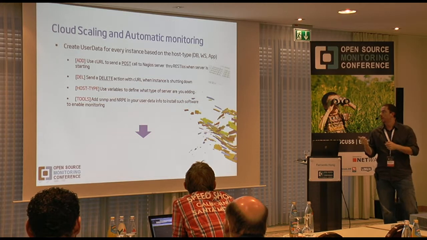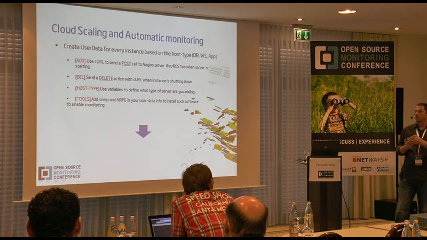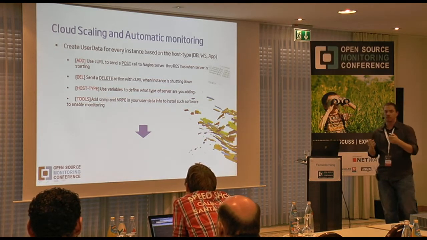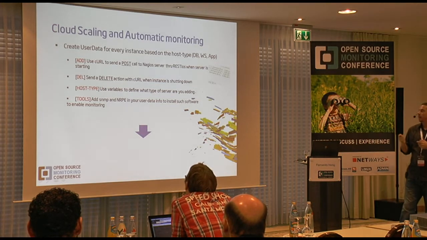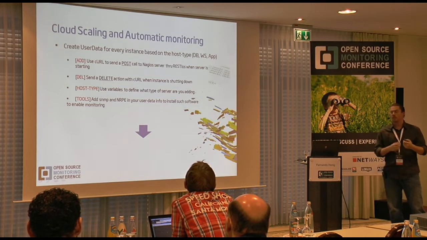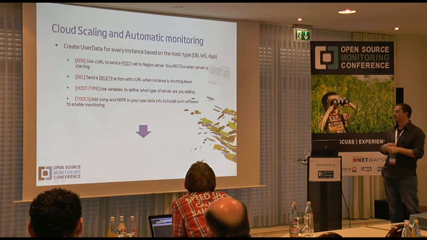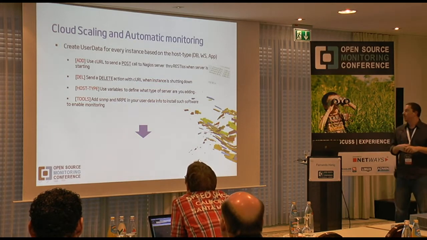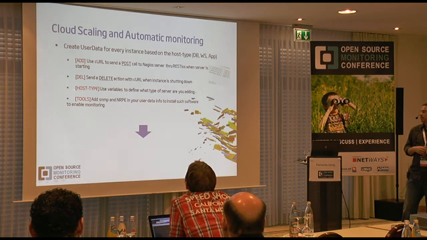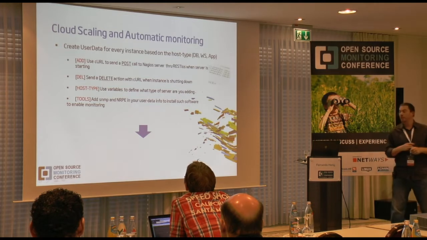What we're doing is, whenever a host is being added to our system, we use a curl line and send a POST call to Nagios through RESTlos when the server is starting. And we send a DELETE action with the curl tool when the instance is shutting down. Also, we put the host type. So basically, with that, we are defining what kind of host we are adding to our system.